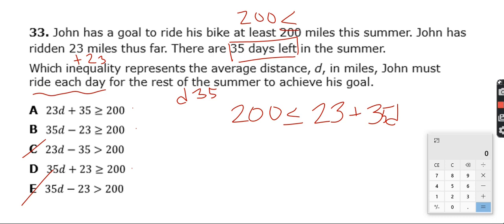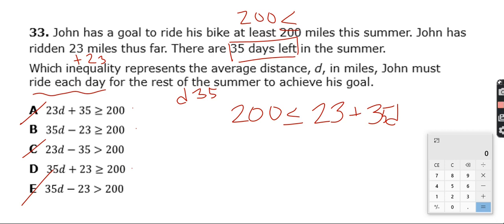So now we're down to 3 answer choices. Next we have a positive 23. A positive 23, and it's just 23. You're not multiplying it by anything. If we look at A, we're multiplying a positive 23 by D. That's not what we have, so that's not our answer.